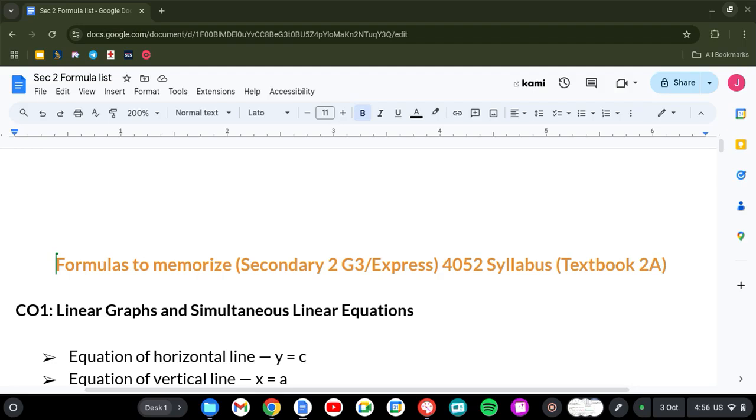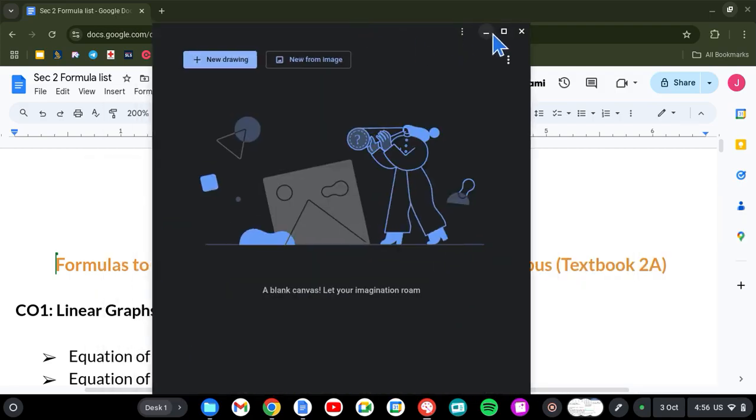For chapter 1, it is linear graph and simultaneous linear equation. All you need to know is the equation of a horizontal line is y equals c, and the equation of a vertical line is x equals a. Why is that so? Because a horizontal line, let me draw a horizontal line for you. A horizontal line means that it's like this.